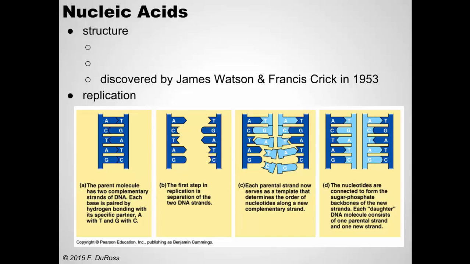It was James Watson and Francis Crick that eventually discovered that in 1953. They discovered that the DNA molecule is a double helix, a spiral staircase, and they won the Nobel Prize for their work.